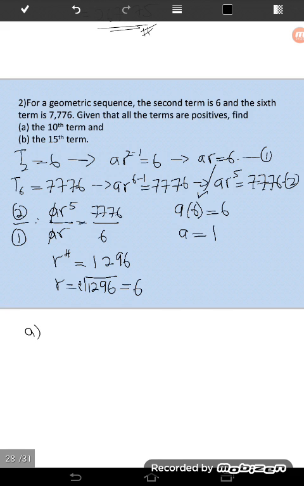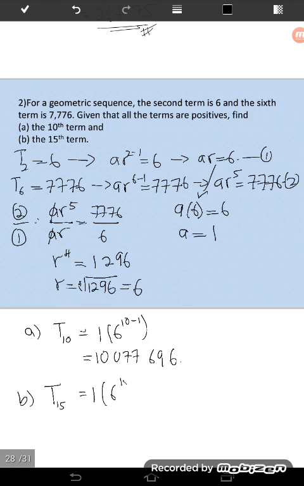Okay, so A, find the 10th term. So 10th term T10 is equal to A times R power of n minus 1. So A is 1, R is 6, and 10 minus 1. Okay, so the answer is 6 power of 9. So which is equal to 10,077,696. Okay, so next B, find the 15th term, T15, so which is equal to 1 times by 6 power of 15 minus 1. Okay, so the answer is 6 power of 14. So banyaklah jawapan dia, berapa entah. Okay, so 6 power of 14. Okay, so kalau panjang sangat dia tulis 6 power of 14, cukup dah.